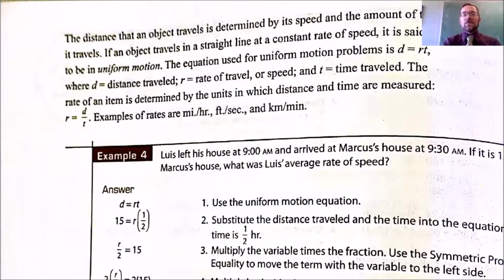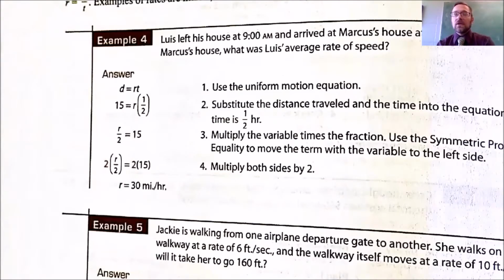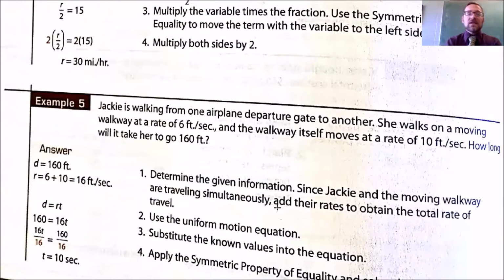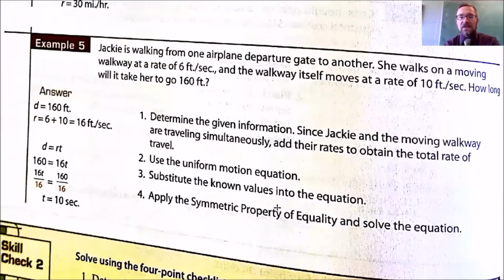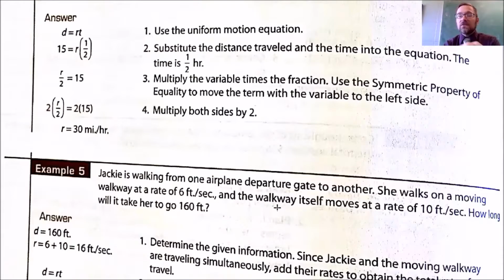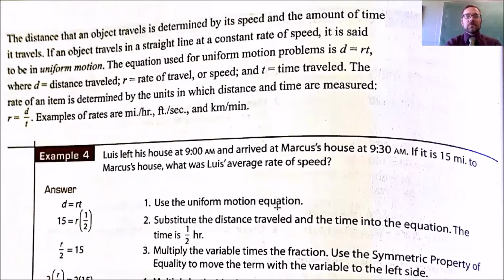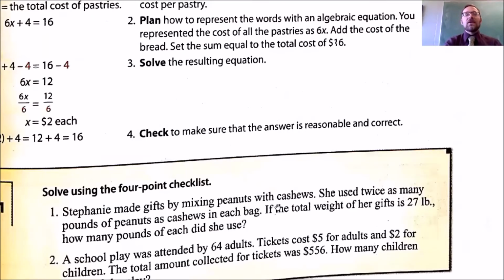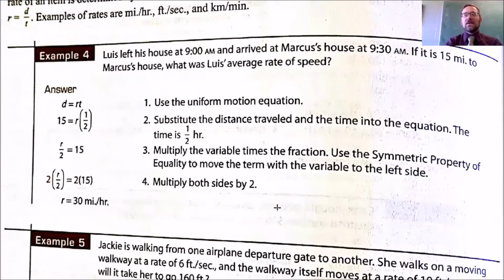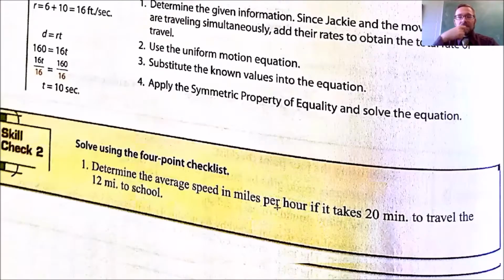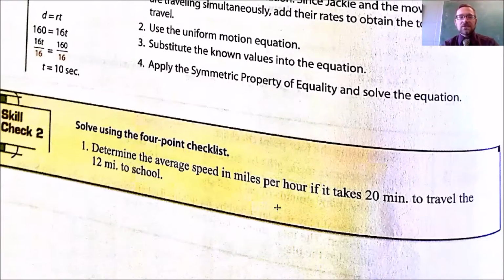Another example, example 4 and example 5, you'll probably be able to read it better in your book. But look through those again, looking at the information that they get and how they're using the 4 steps. They're not naming them here. So we read, we plan, we solve, and then we check. So read, plan, solve, check. Read, plan, solve, check on that too. Another extra credit opportunity right there in skill check 2.